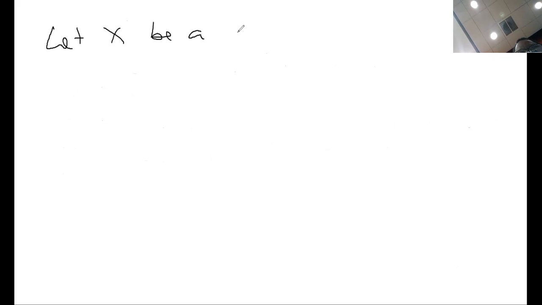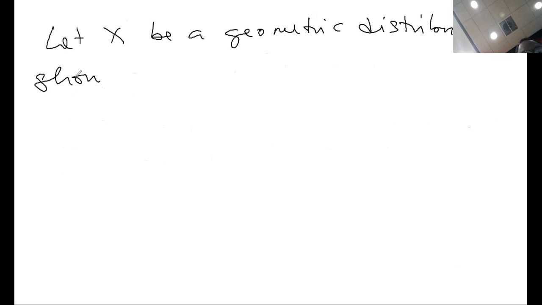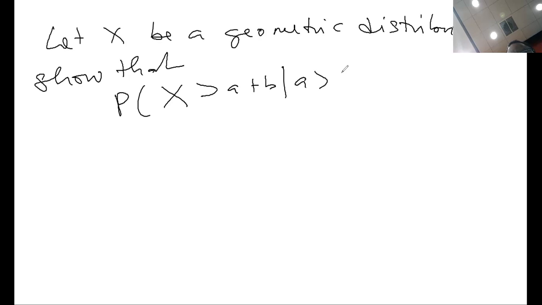Let X be a geometric distribution. Show that the probability that X is greater than A plus B, given that X is greater than A, is the same as the probability that X is greater than B. It makes sense naturally. This is it here.